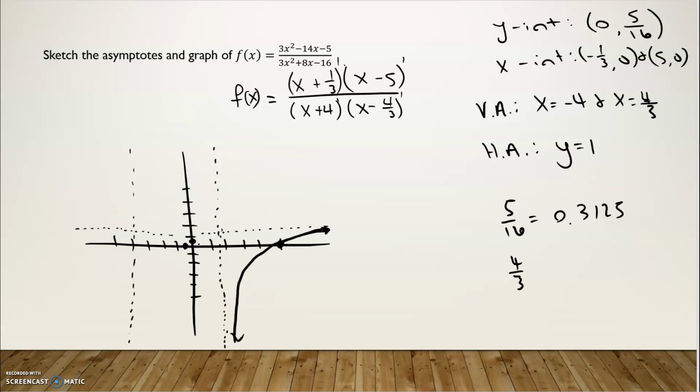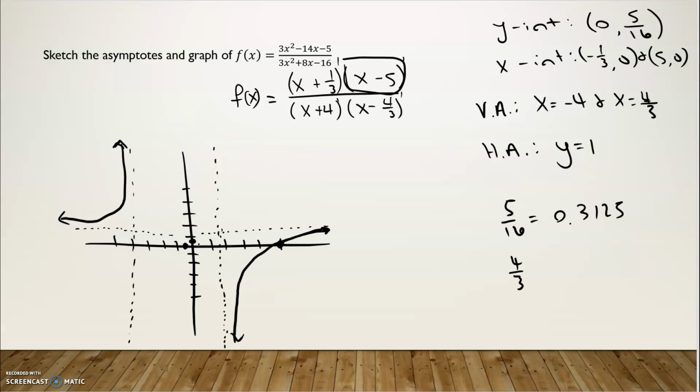which is 5, which is talking about this right here, it has a multiplicity of 1, so we should go through that point. And I know that the graph is not going to do something like this, because otherwise I would have another x-intercept, and I don't. So we know it's not going to do that. So it should be somewhere up here like this.